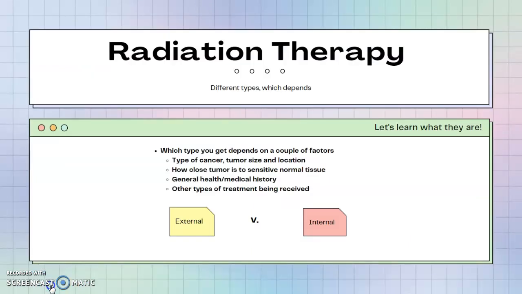The types of radiotherapy mainly branch into external and internal radiation. Which type you get depends on a number of factors like what type of cancer you have, the size and location of the tumor, how close the tumor is to normal radiation-sensitive tissue, your general medical history, if you have any other medical conditions, and if you'll have other types of treatment that you'll be undergoing or are currently undergoing.